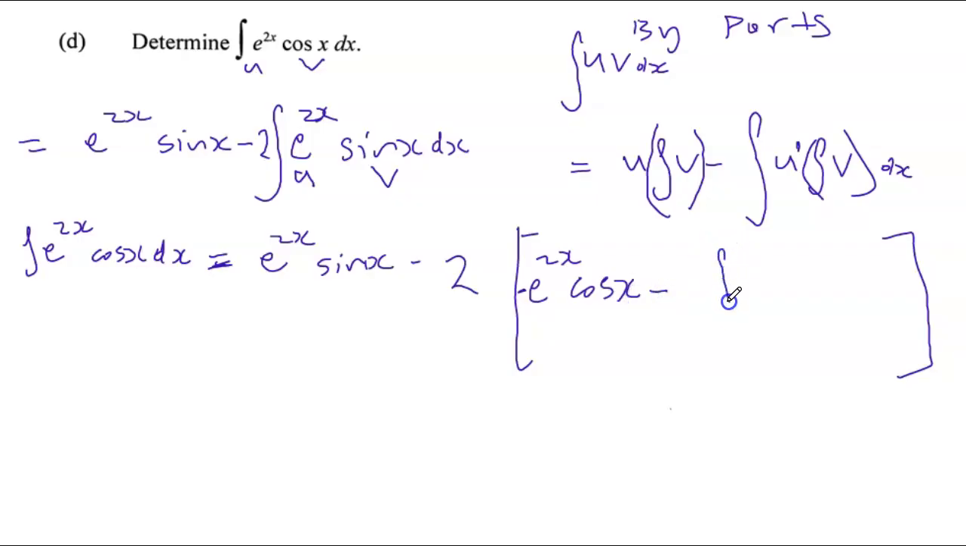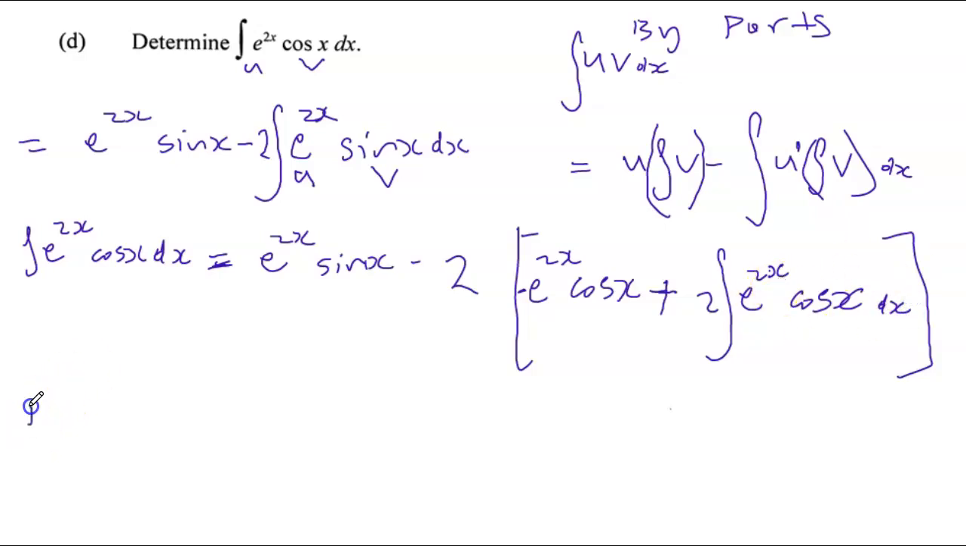Minus the integral of u prime, and u prime again is u differentiated, so differentiating e to the 2x again gives 2e to the 2x. We put the constant outside, times the integral of v. The integral of v is again negative cos x, because v is sin x and the integral of sin x is negative cos x. So we'll end up with a plus because of the double negative, so this term will be a positive term, dx.